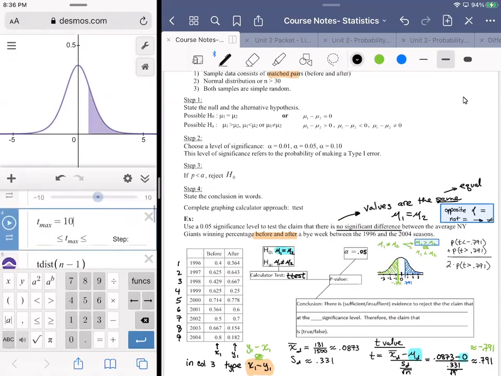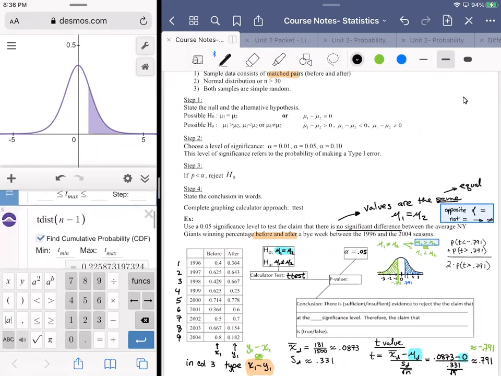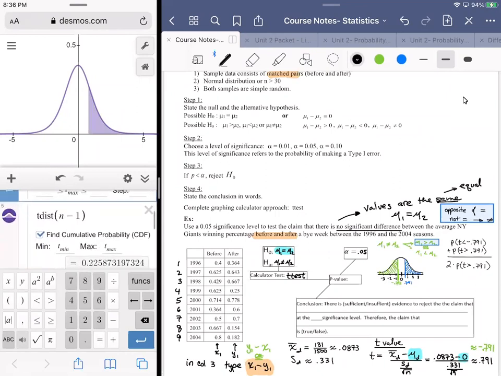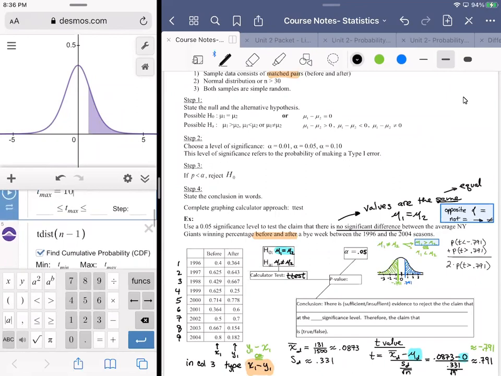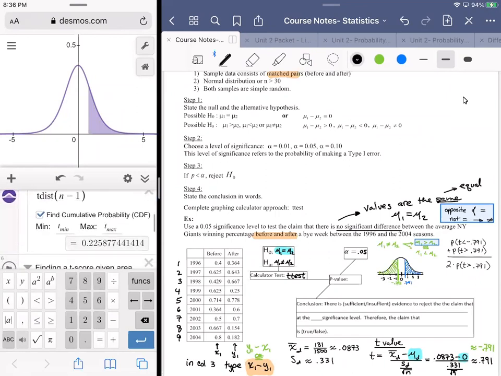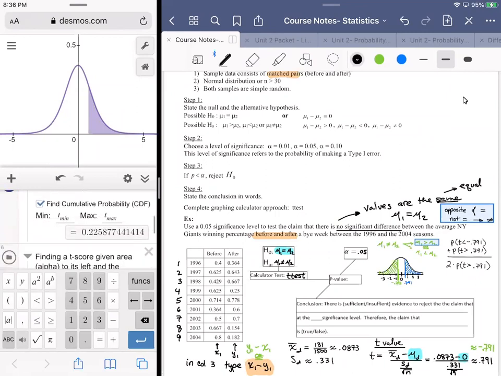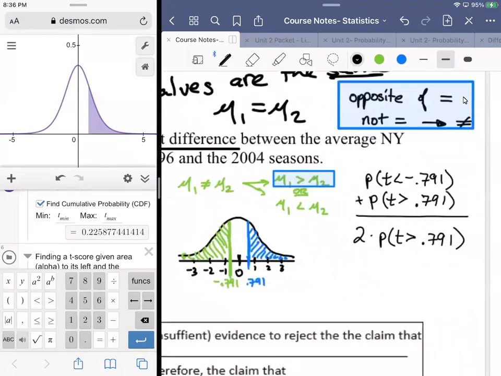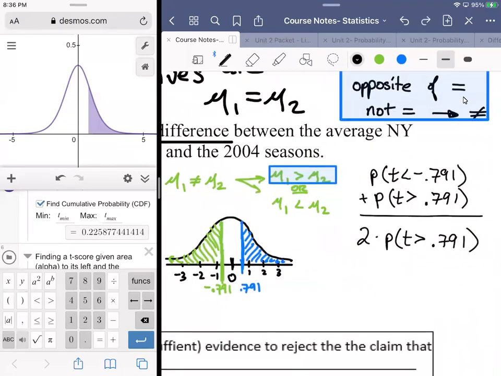All right, so I put in something big for the t max, and I see what the probability is there. If I'm not sure, I just make that number a little bit bigger and see if that changes anything. I made it go from 10 to 100. Either way, I'm going to get 0.226. So that's a little thing. 2 times 0.226.